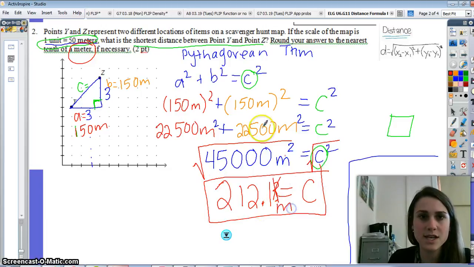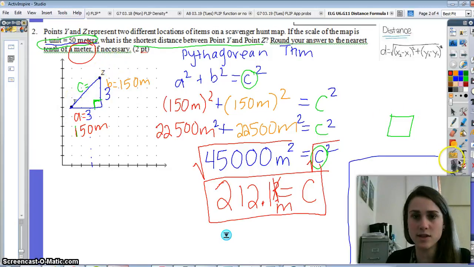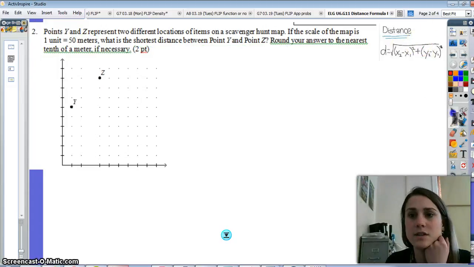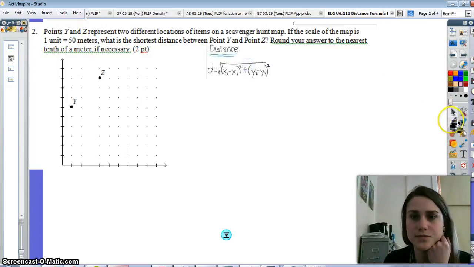212.1 meters is the shortest distance between points Y and Z. Another way to solve this problem is by using the distance formula. And a lot of you on the test brilliantly did this. So here's my distance formula.